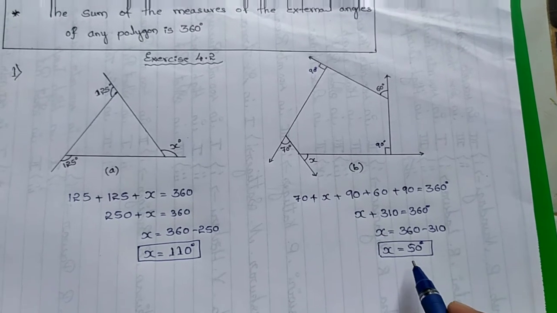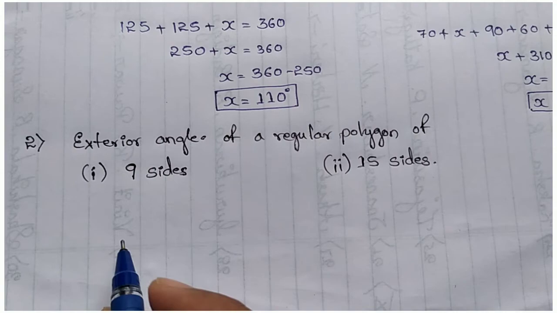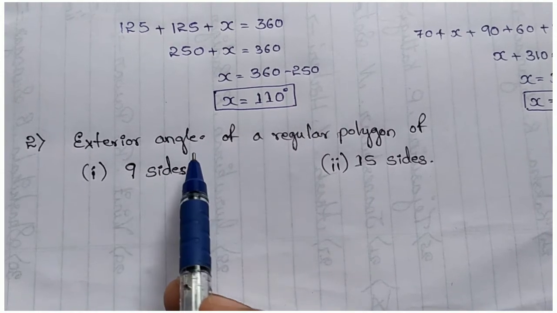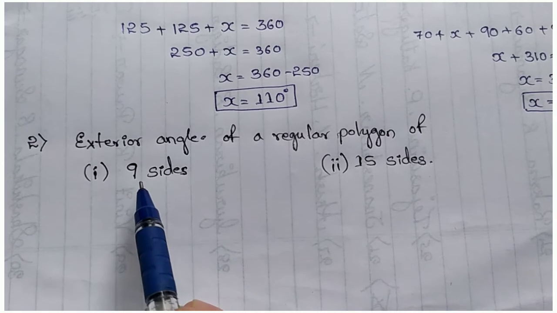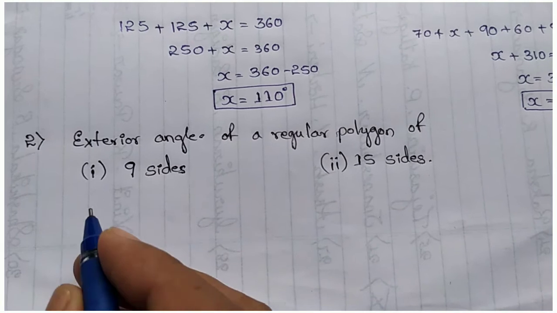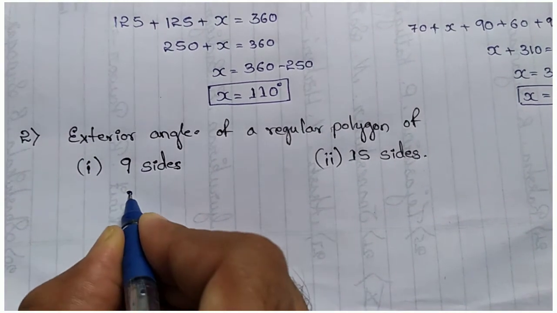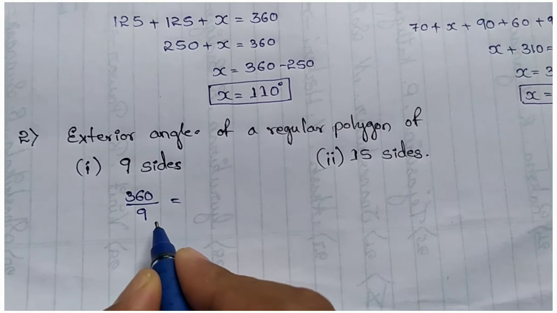Okay, so this is our answer. In the second question, we have to find the exterior angle of a regular polygon having 9 sides and having 15 sides. So it is very simple, you just have to divide 360 degrees by the number of sides. Here we will get the exterior angle.